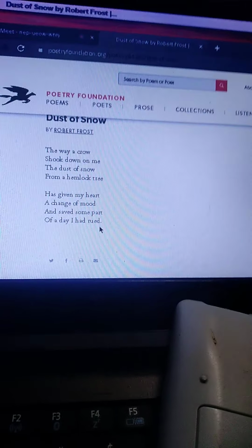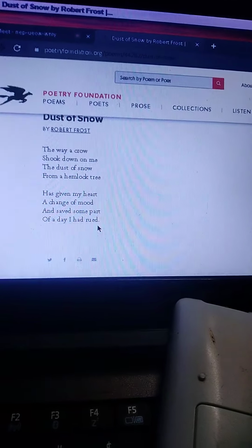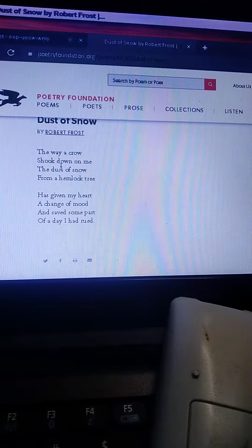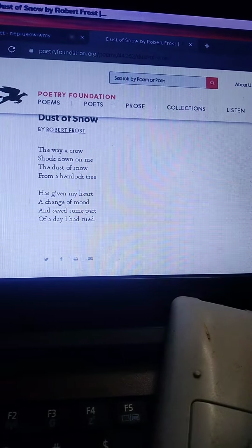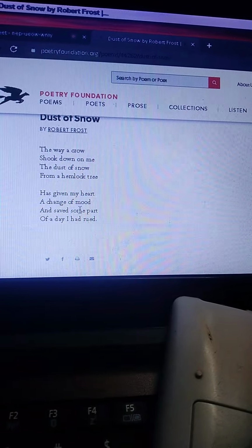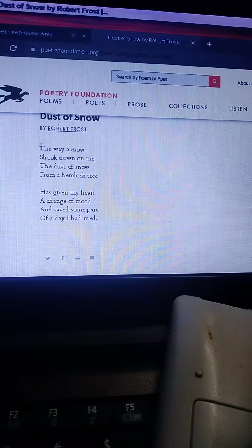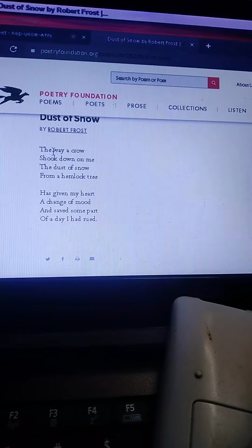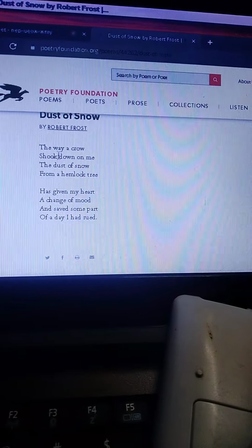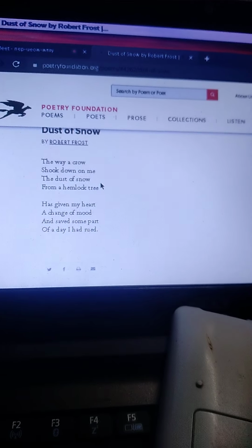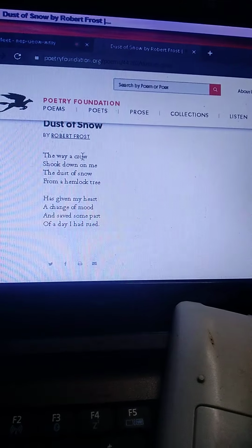Also, the figures of speech are important in our discussion. The figures of speech that have been used here are alliteration, then enjambments. What is an enjambment? We need to understand. Enjambments are like the first line carrying on to the second line, like the way a crow shook down on me. So the entire idea from the first line is being carried to the second line, right? So this is the idea of enjambment that we have.